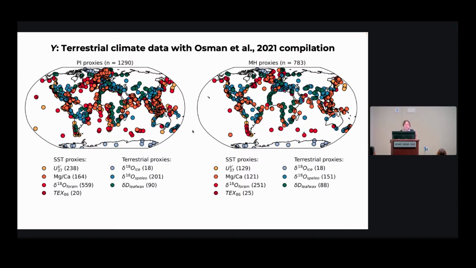And 3 terrestrial proxies, d18O of ice cores, of speleothems, and delta D of leaf waxes. You've been hearing a lot about those in the last couple of talks, but they integrate water isotope ratios in precipitation and can be linked to a variety of climate variables, and those are in cool colors. So we have more than 1,000 proxies in the pre-industrial and around 800 in the mid-Holocene.